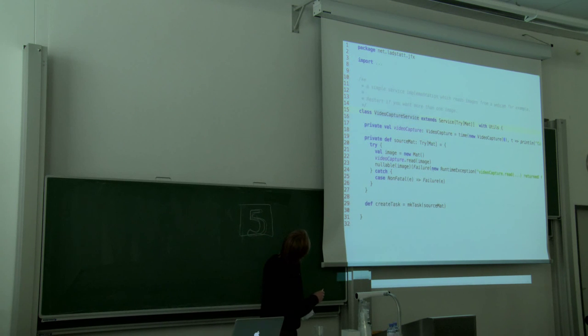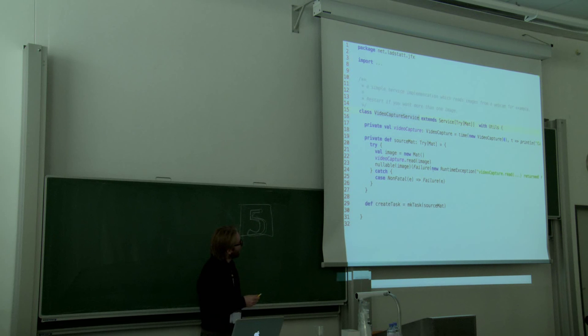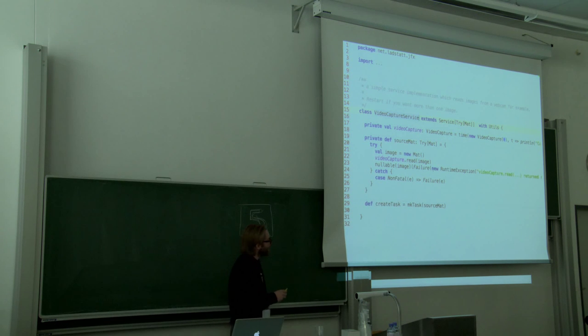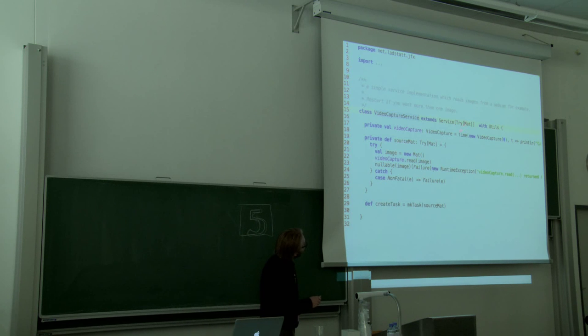So here you see an extensive service, and you have to parameterize this with some type. In my case, it's a Try of Mat. Mat is the one and only most important data structure in OpenCV. This is in fact a matrix, like the name says, and very, very important for OpenCV. And here I say, please instantiate my video capture, which stands more or less for my webcam. And here I say, please read an image, and if there is no image because there is a null, then say failure, and if there is an exception, say failure.